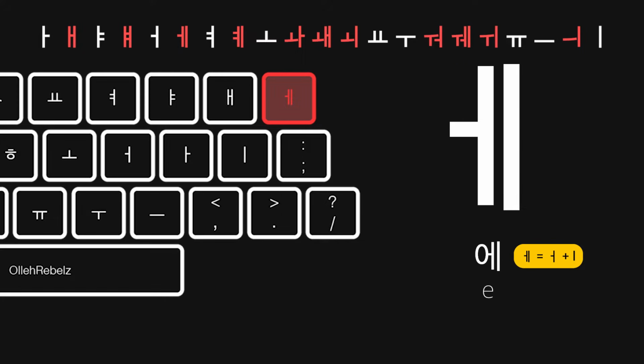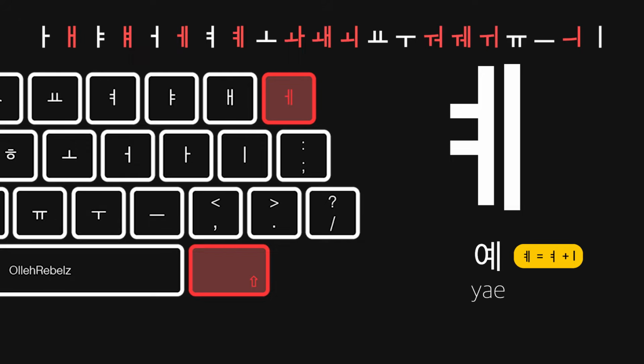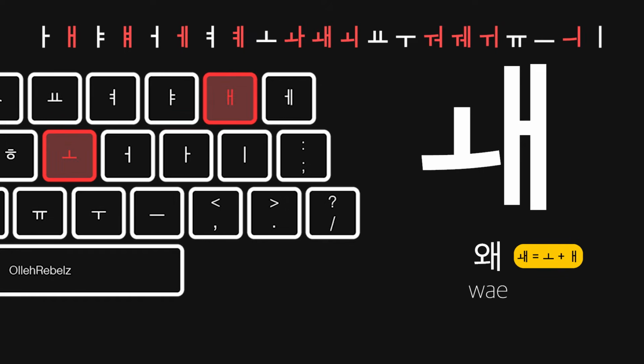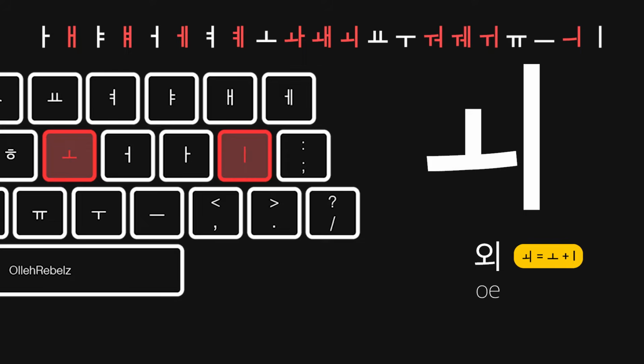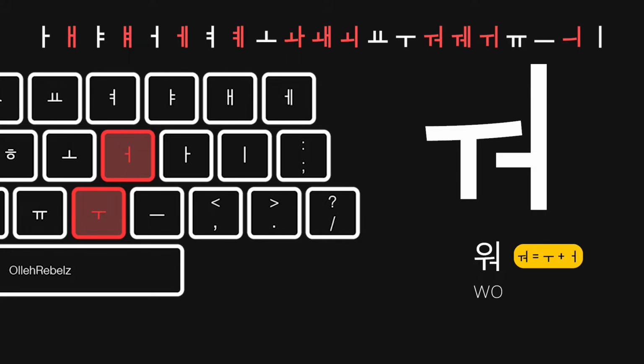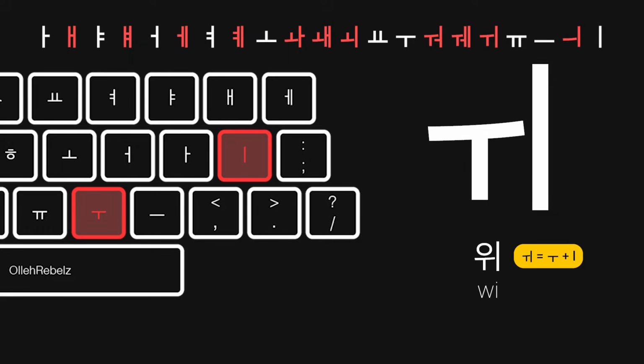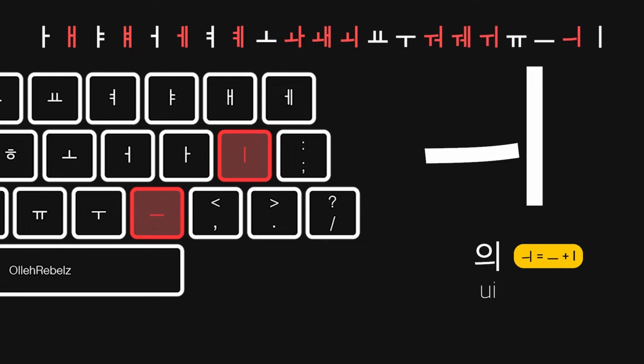에, which is o and e combined, 예, which is yo and e combined, 와, which is o and a combined, 왜, which is o and e combined, 워, which is u and o combined, 왜, which is u and e combined, 위, which is u and e combined, and finally, 의, which is and e combined. Writing these double vowels is very simple and straightforward, like writing double consonants.